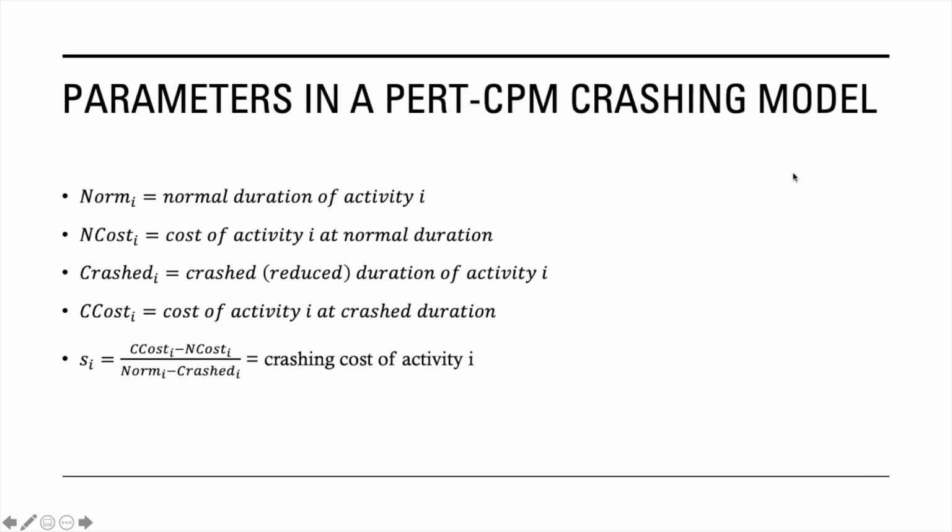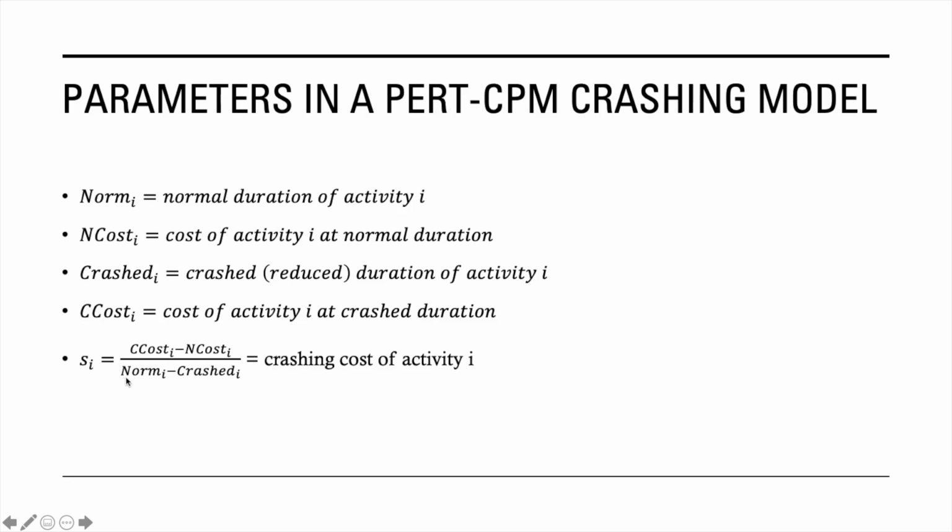Okay? Now, given these four parameters or these four constants, we will be able to get a certain S sub I. S sub I in this case is the difference between the crash cost and the normal cost, all over the duration of your normal minus the duration of your crashed.